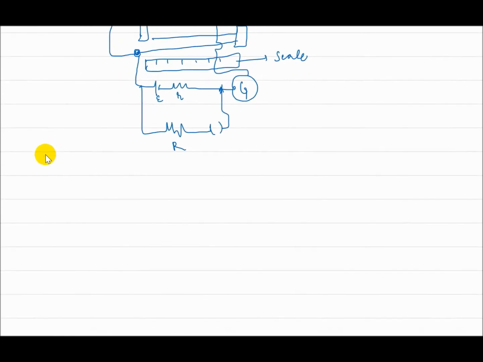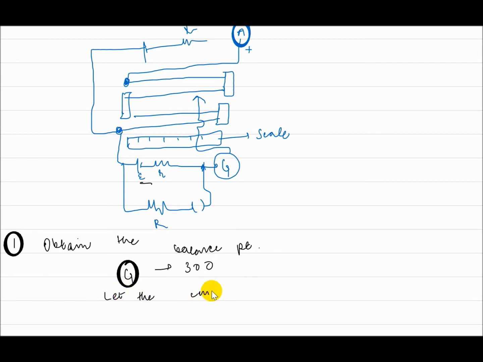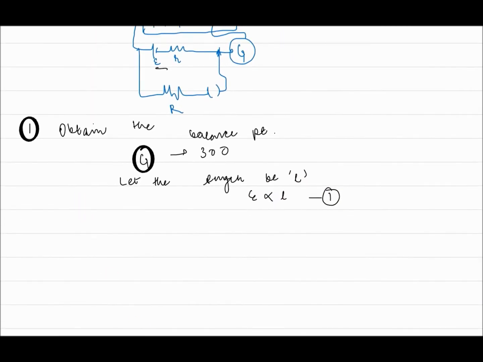So as we did before, we'll obtain balance points. So in the first step, we obtain the balance point with respect to E. Obtain the balance point when the galvanometer shows zero deflection and we let the length to be L1. So E is directly proportional to L1. Next, what we'll do is now we plug in the key.